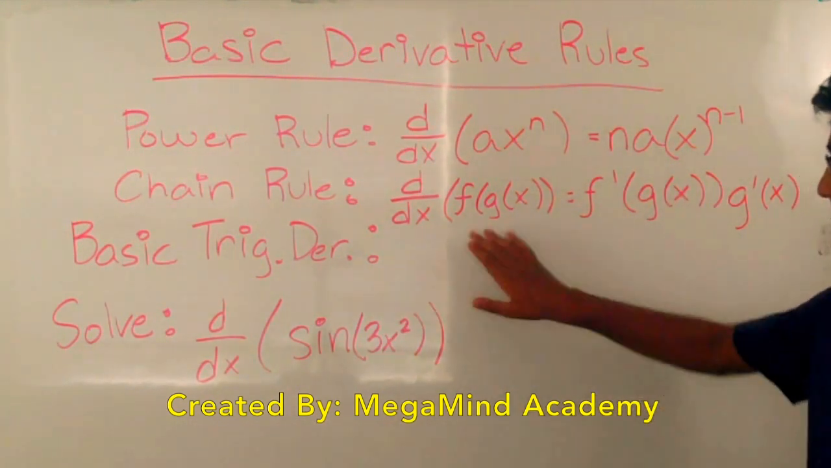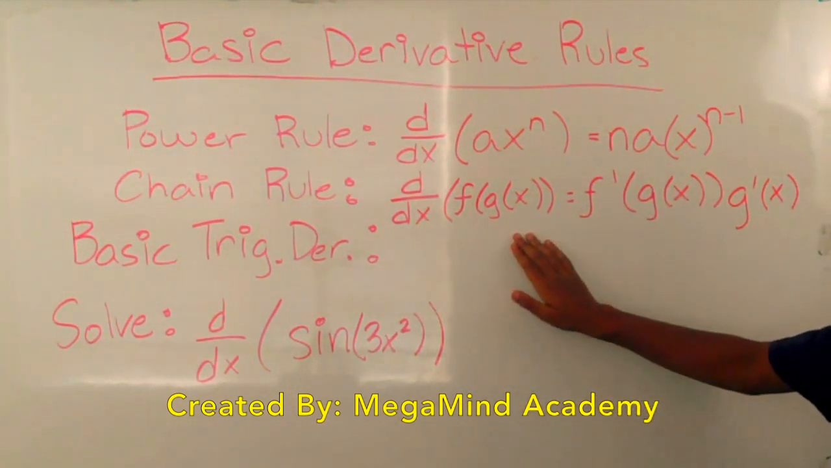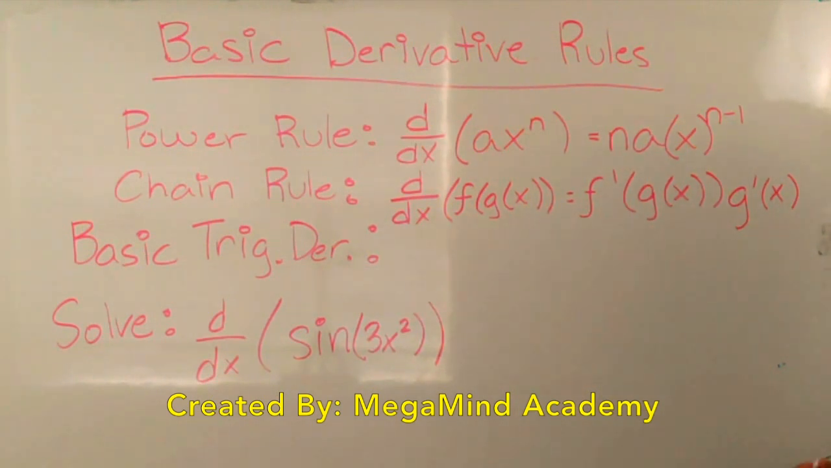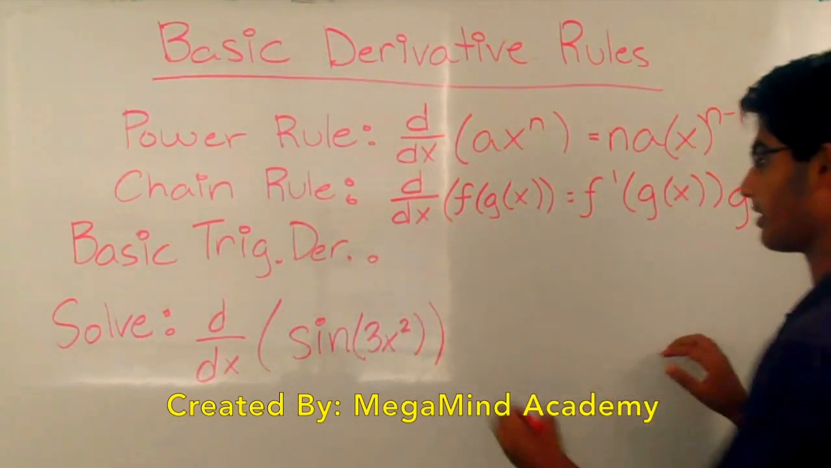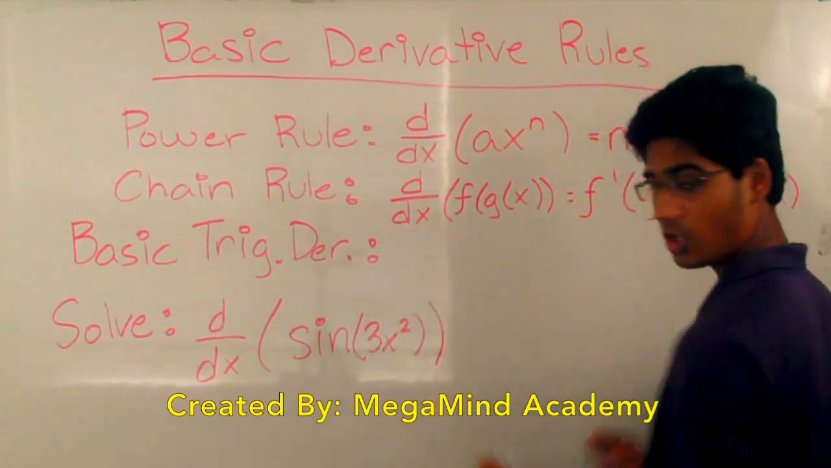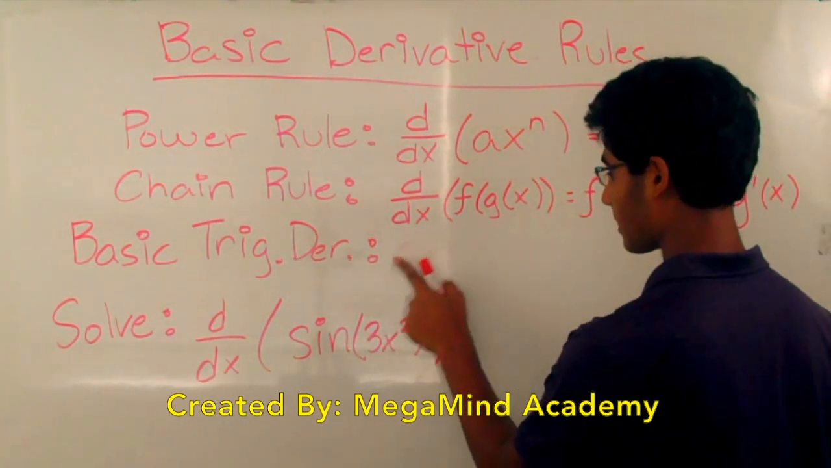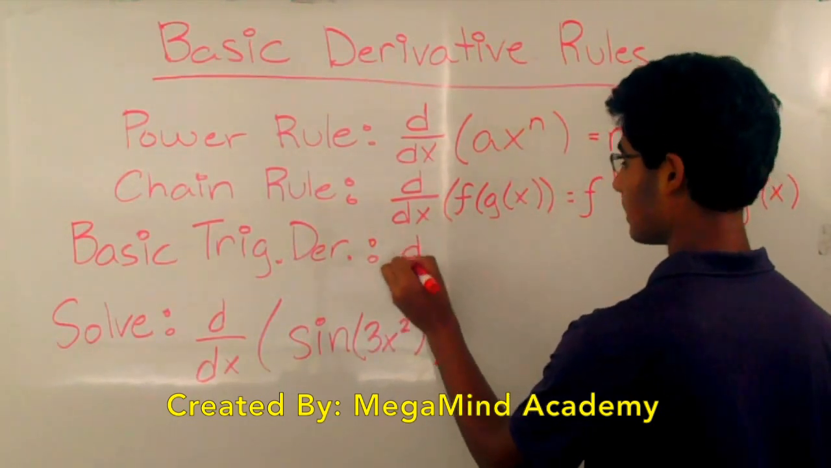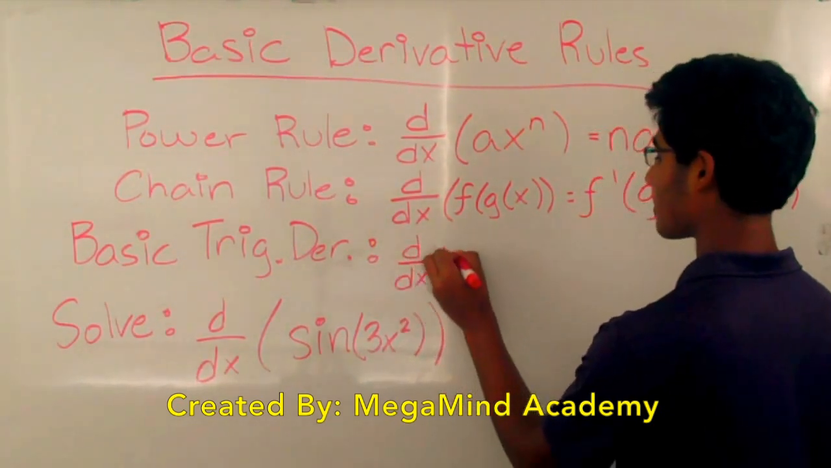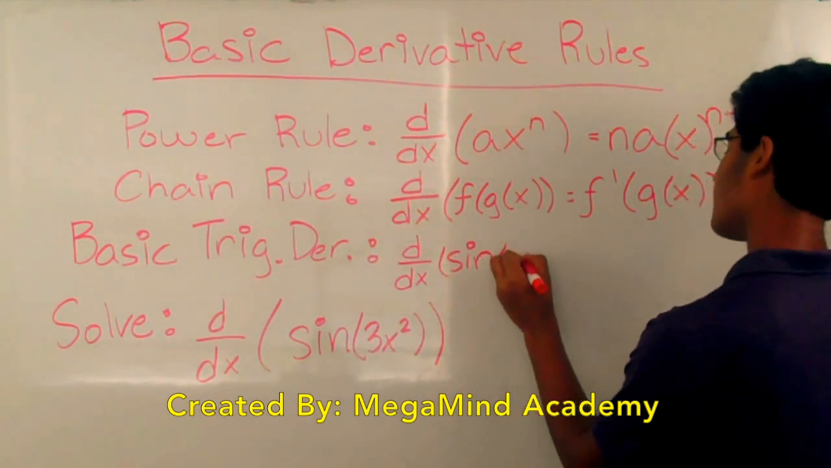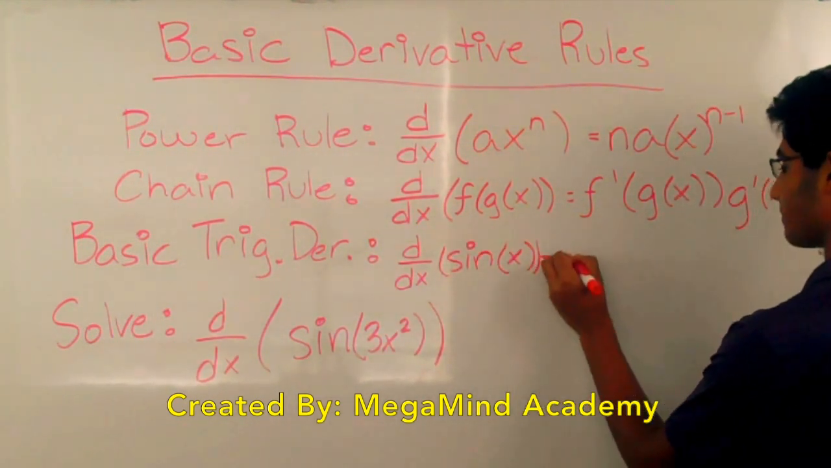And let's say you had f of g of c of x. Then it would be f prime of g of c of x multiplied with g prime of c of x multiplied with c prime of x. So it's just that simple. And then now we have some basic trig derivatives. The three basic ones are d dx of sine of x. So d dx of sine of x is equal to cosine of x.